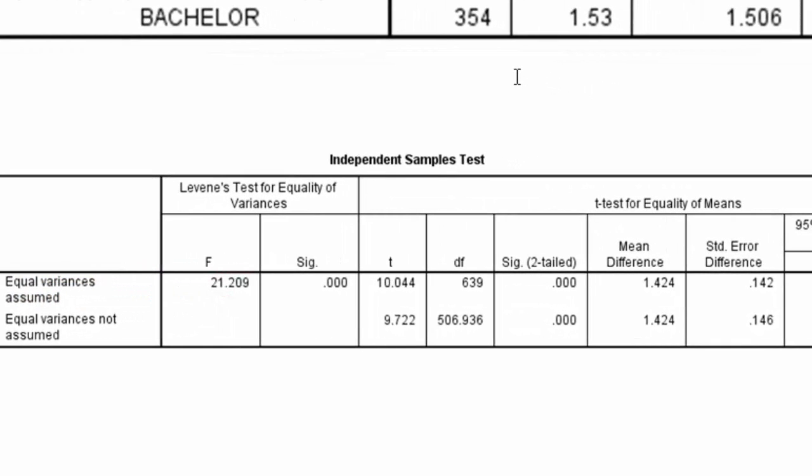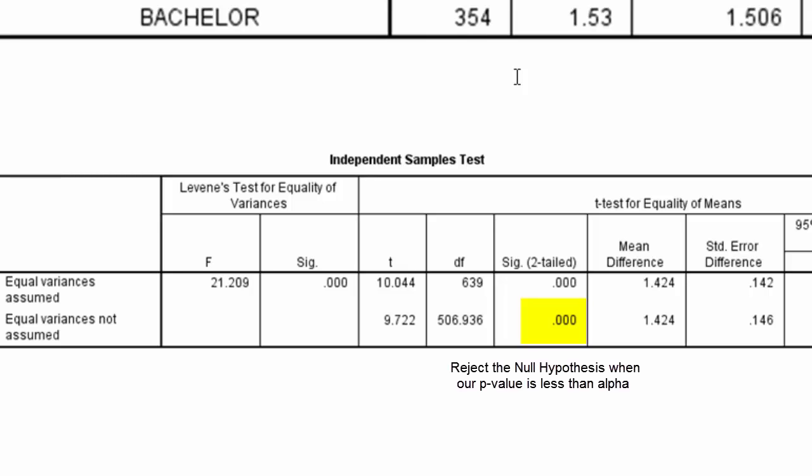In that bottom row, we have a couple of really key pieces of information. First off, we have a t-statistic of 9.722. We have degrees of freedom of about 507. And here's where we determine whether or not we can accept or reject the null hypothesis, in this column here with the significance two-tailed p-values. The p-value is 0.000. So if our alpha was set at 0.05, this p-value is definitely less than our alpha of 0.05, and therefore we would reject the null hypothesis.